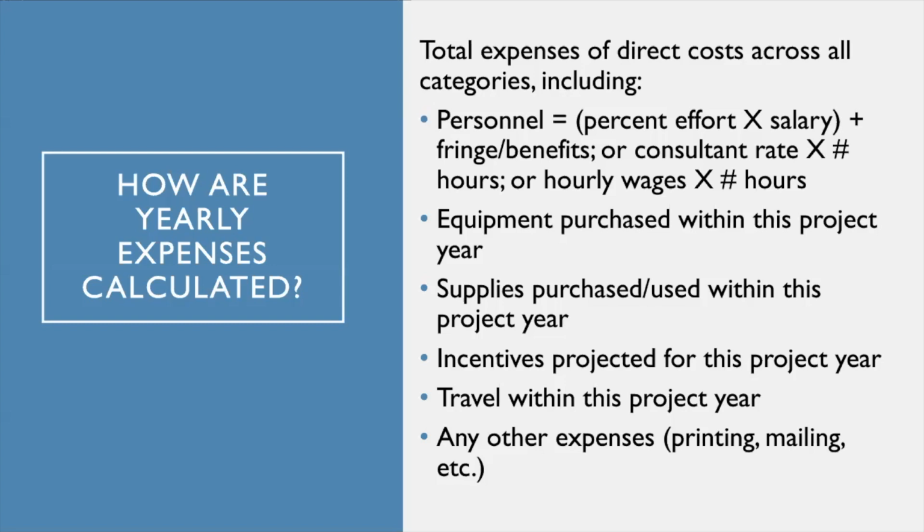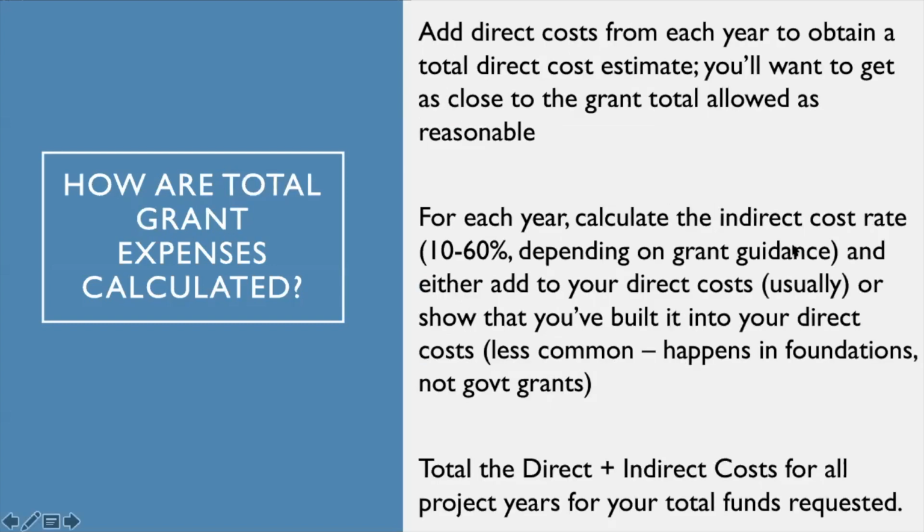Next, you would think about for that year of the project, let's say year 1, what equipment do you need? Maybe you need 2 computers and they're $1,200 each. Supplies that you will purchase and ideally use that year are put into the year 1 budget. At year 2, you may have new supplies that you'll put in. Same with incentives, travel, and any other expenses.